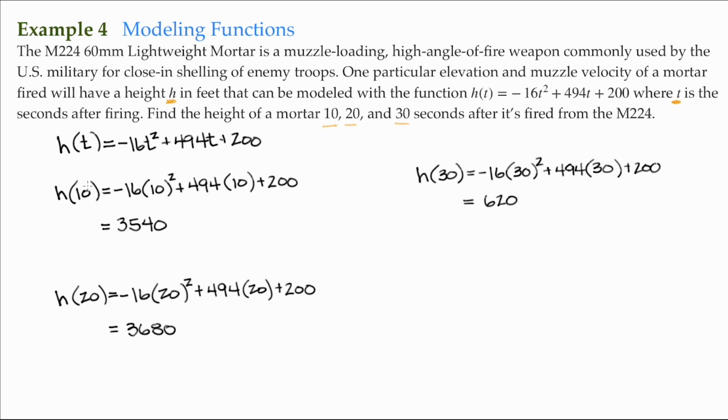So you can see here as the time is 10 seconds, we're at 3,500 feet or a little over. 20 seconds, we're even higher. But at 30 seconds, we're lower, because you can imagine that when a mortar is fired, it goes up and eventually it starts to come down. So maybe at 10 seconds, it's at a height up here. Maybe 20 seconds, it's at a height up here. And then maybe after 30 seconds, it's at a height up here. That's why it's a smaller height. And this particular shape is known as a parabola.